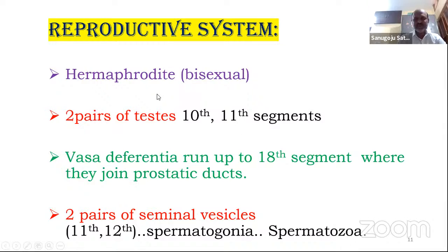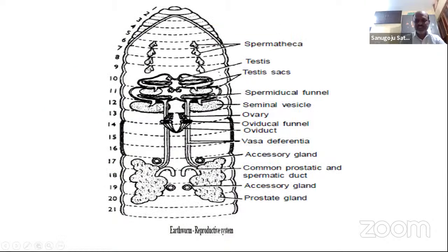First of all, we have to see the diagram, children. Here is the diagram, where all these male and female parts are located. These are the segments. From 5th to 9th, there are spermathecae, and the testes are there. Testes are located in the testis sacs, and the spermaducal funnel is there, in which the seminal vesicle is there, and ovaries are there. Here is the oviducal funnel, and these are united to form a V-shaped oviduct, which is anteriorly opening by the female genital aperture.